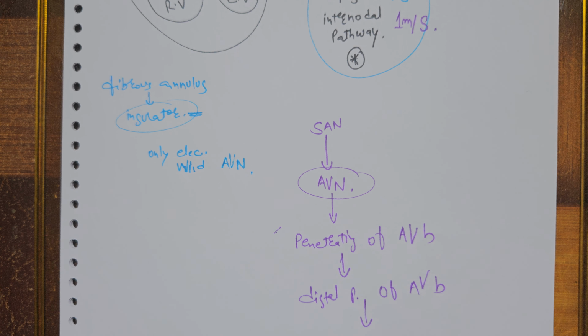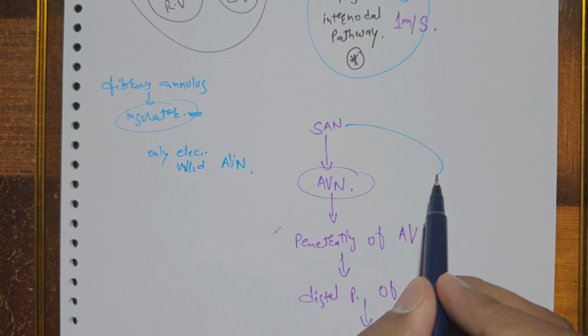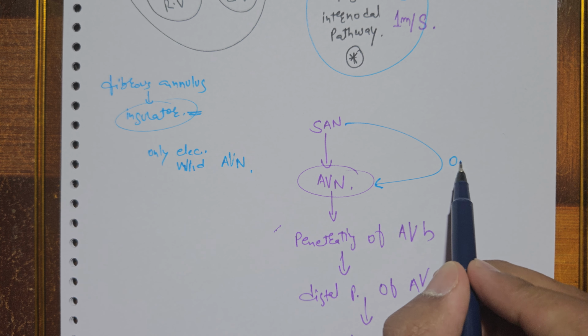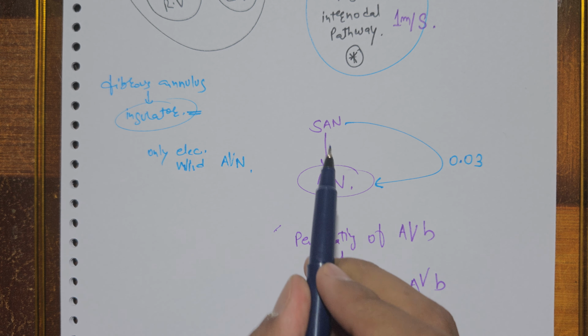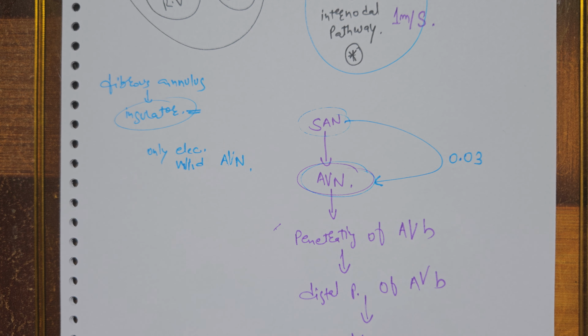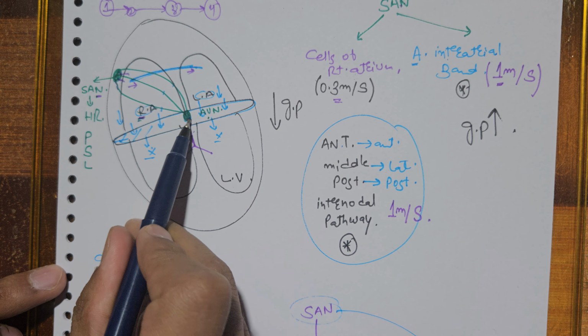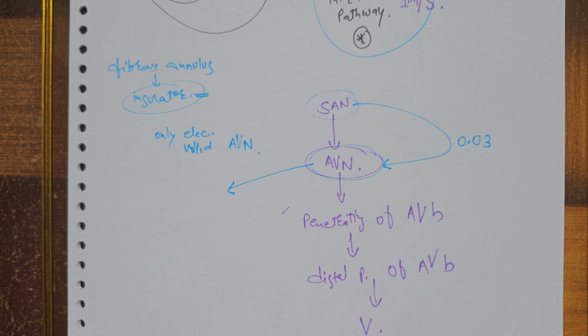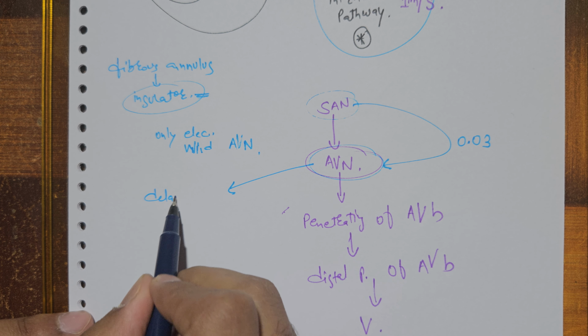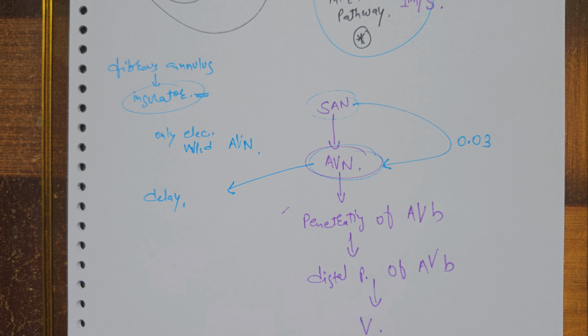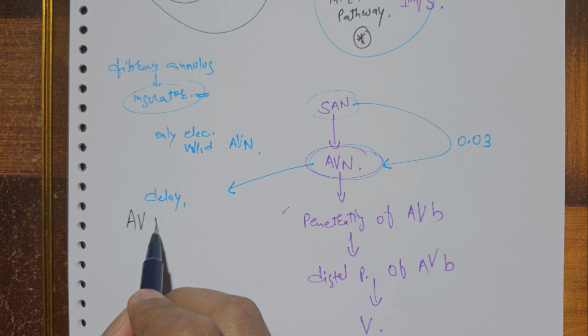Clear? Now it takes the impulse 0.03 seconds to go from sinoatrial node to AV node. So 0.03 seconds is taken by the impulse to go from sinoatrial node to atrioventricular node. And in this atrioventricular node, there is a delay that is called AV nodal delay. There is a delay called AV nodal delay.